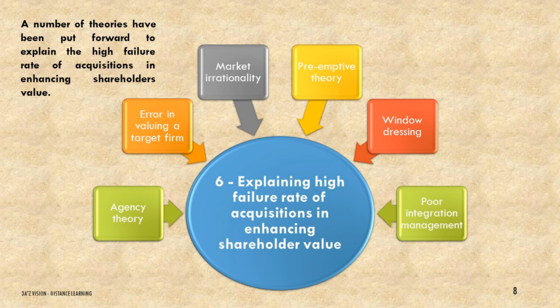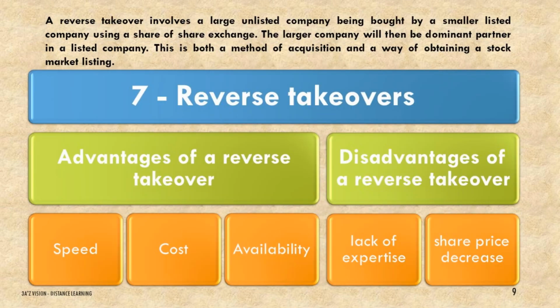Reverse takeovers. A reverse takeover involves a large unlisted company being bought by a smaller listed company using a share exchange. The larger company will then be the dominant partner in a listed company. This is both a method of acquisition and a way of obtaining a stock market listing. There are some advantages of a reverse takeover, that are speed, cost and availability. And there are some disadvantages of a reverse takeover that are lack of expertise and share price decrease.